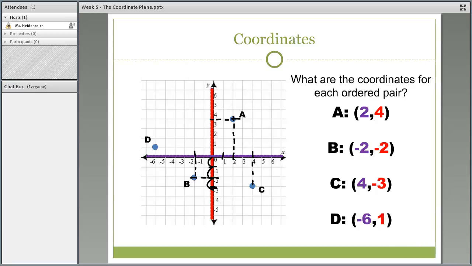Now, look at your answer that you wrote down. Make sure that you included parentheses around the numbers and that you put a comma between the two numbers. So again, D is at -6, 1. If you don't write the parentheses, unfortunately, your answer is not correct. So make sure to always be putting your parentheses so that it's obvious that you're stating an ordered pair.